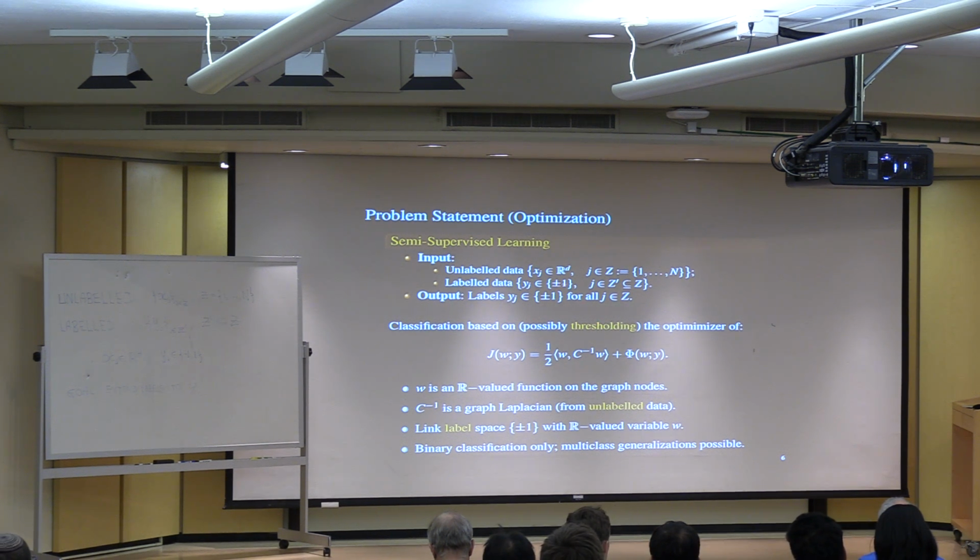Roughly speaking, from an optimization perspective, these methods are a competition between a smoothness term, which reflects correlation in the unlabeled data, and a penalty term, which reflects the labels that we're given. To be more specific, C inverse will either be the graph Laplacian, or it will be derived from the graph Laplacian. The graph Laplacian will be computed in the way that I'll describe in a few moments, using the unlabeled data.